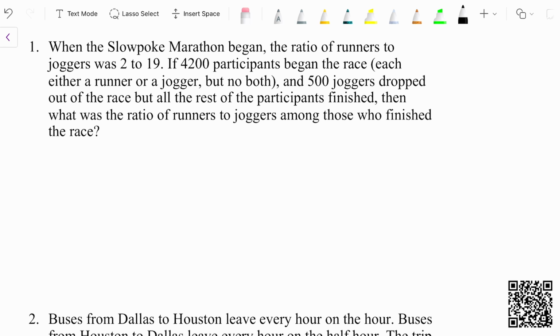To make our jobs easier, we are going to first find out how many runners there are, in order. I love how the name is just Slowpoke Marathon though, like for real.